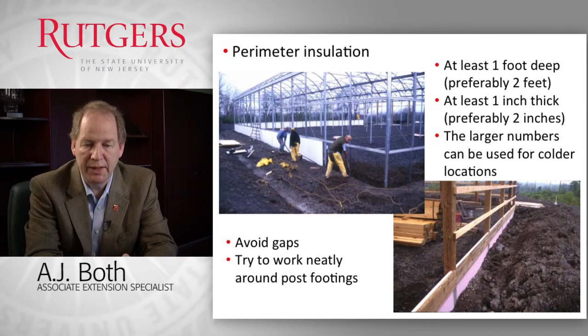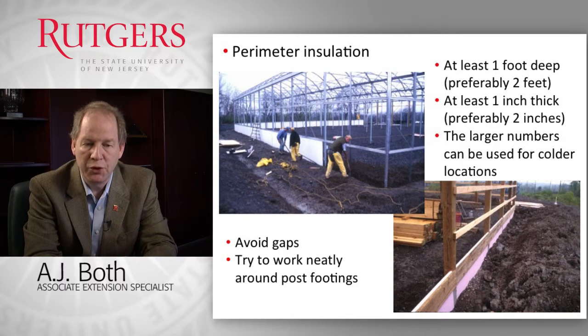In this slide you see examples of perimeter insulation being installed in both a greenhouse and a head house, the work area typically attached to a greenhouse. You can see here that insulation board is dug into the ground, preferably 2 feet deep, but some growers only go 1 foot deep.